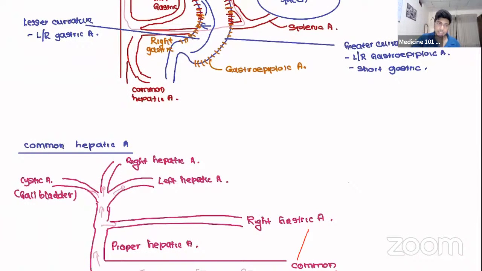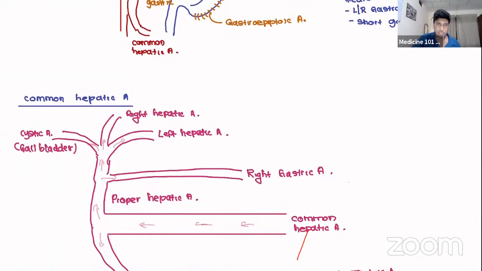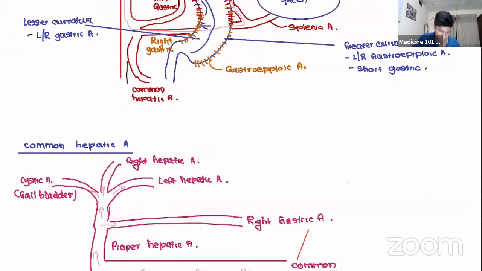There's a question: is the cystic artery a branch of the right hepatic artery? Yes, but there is also an anatomical variant where it can originate directly from the proper hepatic. It's fine either way, you can remember it as either.